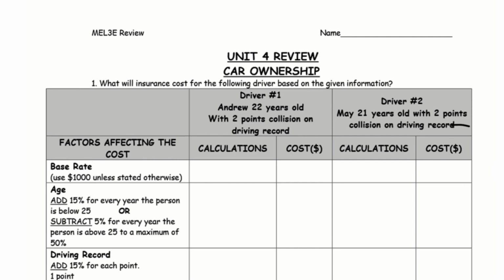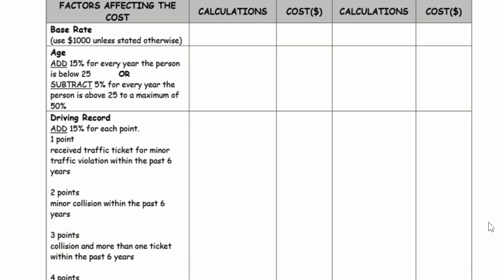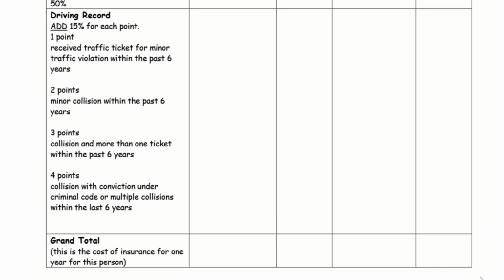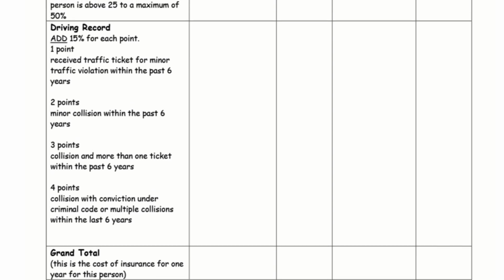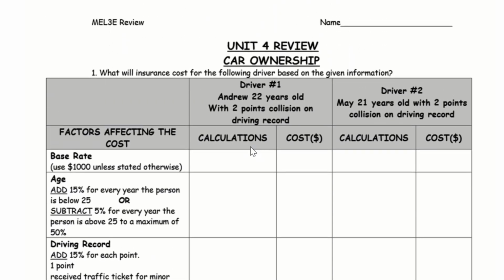And for the driver record, it is 15% for each point that you received for a traffic ticket or other mistakes. And after that, we are going to calculate the grand total for the total insurance. This is just one example. It may not be the real insurance cost.